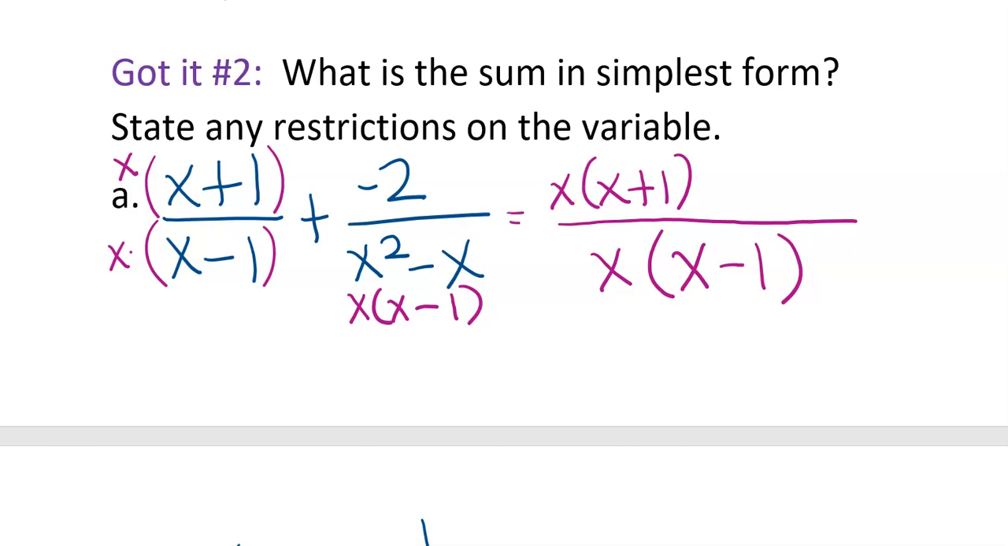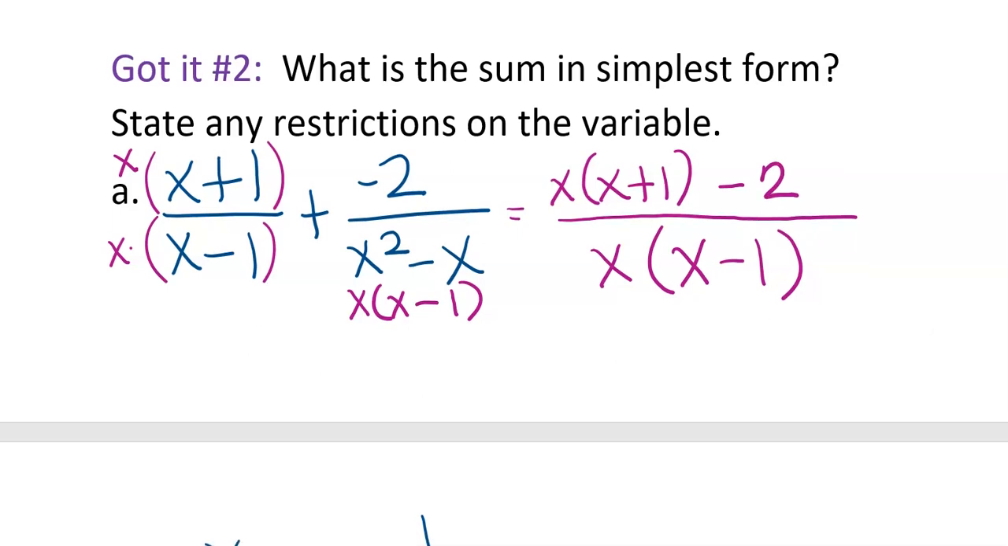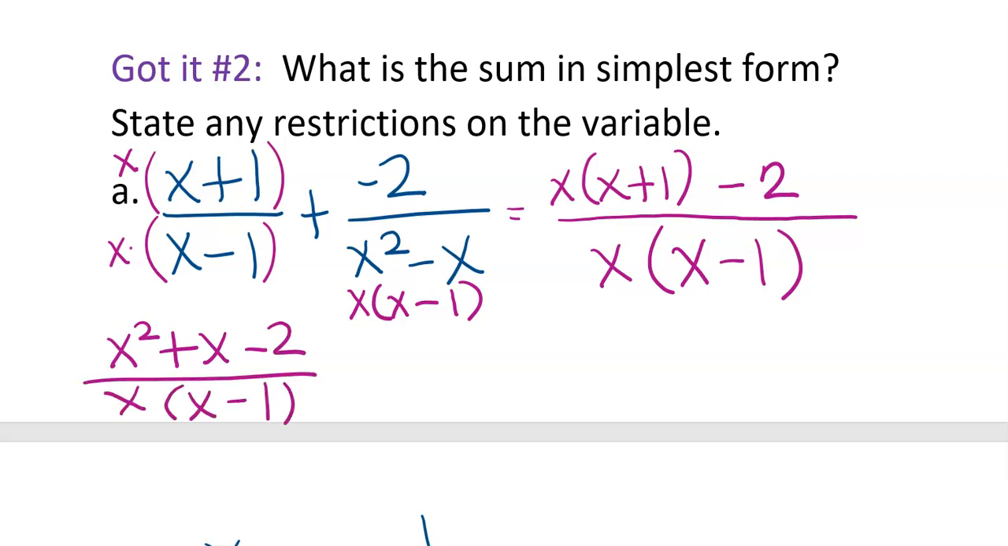So in the first term we have x times x plus 1. The second term we have adding a negative 2, which is basically like subtracting 2. And then we're just going to simplify to see what happens. Do not start canceling things out because you will not get the right answer. Simplify the numerator, then see what happens. So it looks like x squared plus x minus 2, and then x times x minus 1.